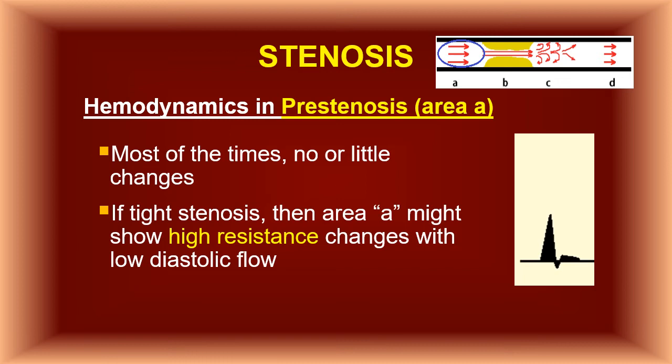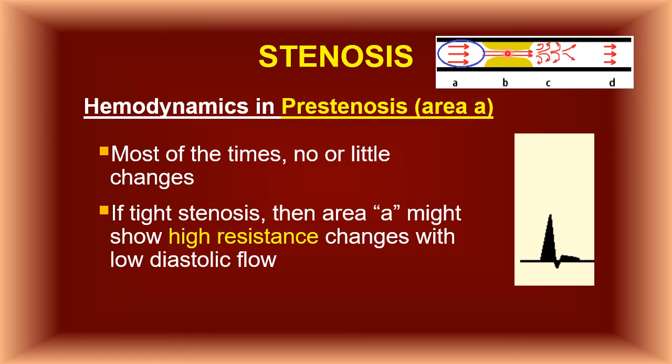Now come to the stenosis in the pre-stenotic segment. Some people call it area A. That's fine, I like it. Area A is the area where the blood is moving just before it hits the stenosis. Most of the time there will be little or no change in the blood flow here. If you put the Doppler spectral waveform, you will get almost a normal flow because of the stenotic area.